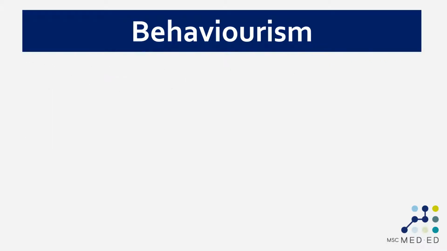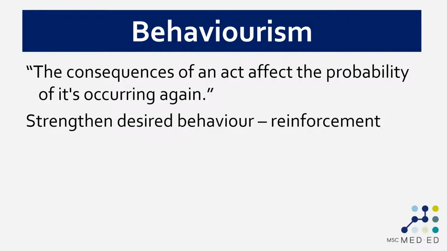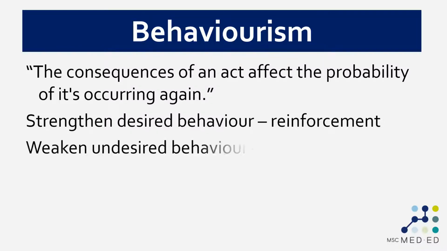A couple of other statements about what behaviorism is. Another important statement that's commonly associated with behaviorism is the idea that the consequences of an act affect the probability of its occurring again. This is the principle that underlies the idea of reinforcement. If you want to strengthen a desired behaviour, then you would reinforce that desired behaviour. Examples of this in education might be giving positive feedback or giving a high mark when a student demonstrates the things that you want them to be able to do. When a student demonstrates things that you don't want them to be able to do or is not achieving the desired behaviour, then you simply don't reinforce that behaviour.